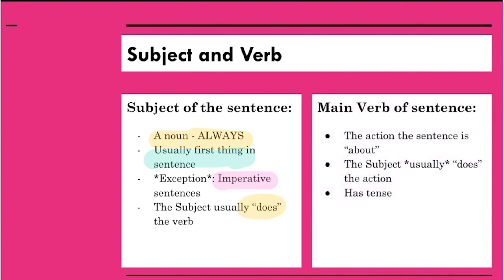Well, what is the verb? The main verb of the sentence is the action. The whole sentence is written to tell me what happened. What's the action? The subject usually does the action, whatever that action is, and the important thing is that the main verb has tense, past, present, future.